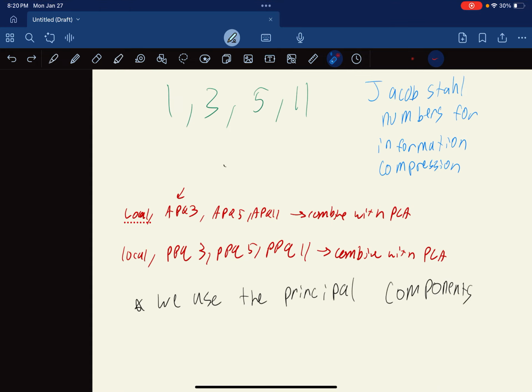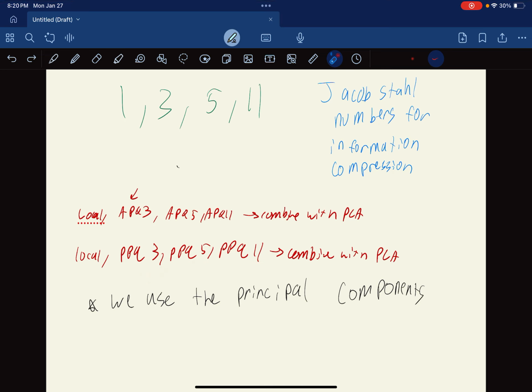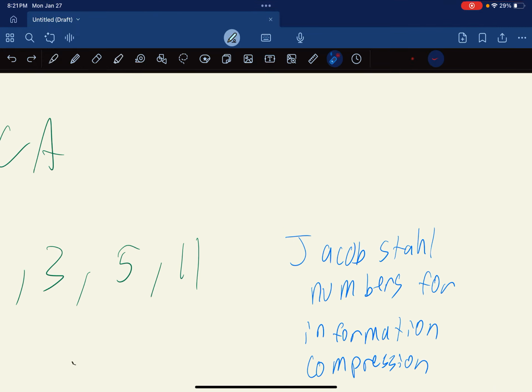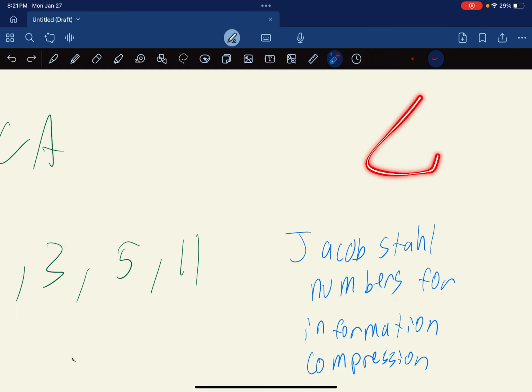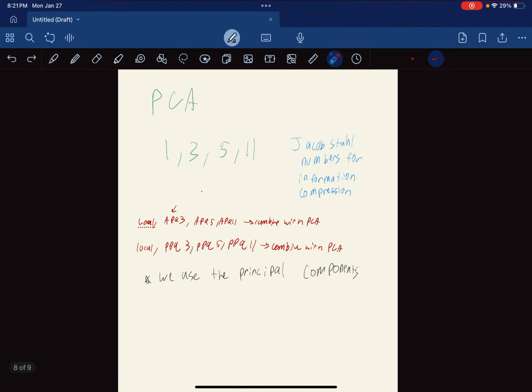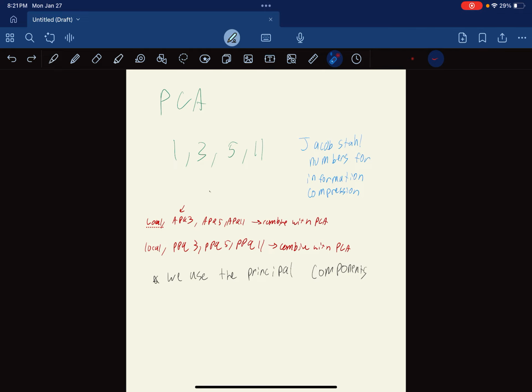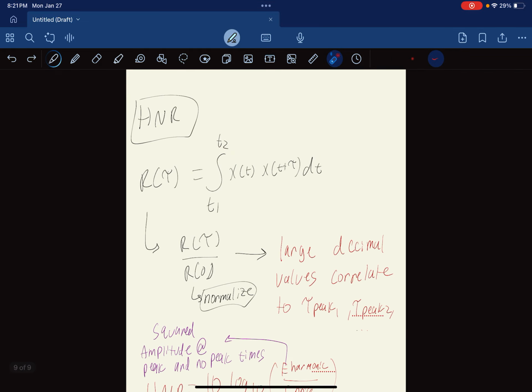And oh, right, I almost forgot. 3, 5, and 11. The reason why we use the numbers 3, 5, and 11 is because they're the Jacobsthal numbers, and they are mathematical numbers that essentially are like, if I were to pick any arbitrary number like PPQ4, PPQ6, whatever, using 1, 3, 5, and 11, mathematically speaking, allows for the most information compression. I kind of forgot the details, but it's got something to do with Pascal's triangle. Perhaps next video I can go a little bit more in depth, but let's finish up here.